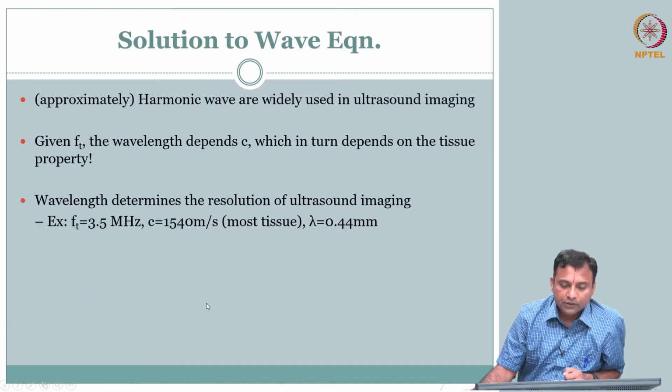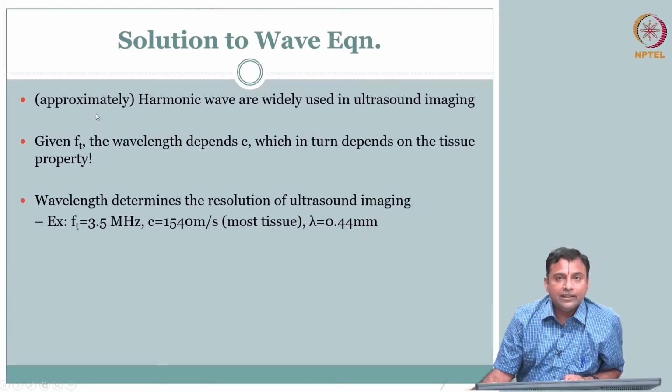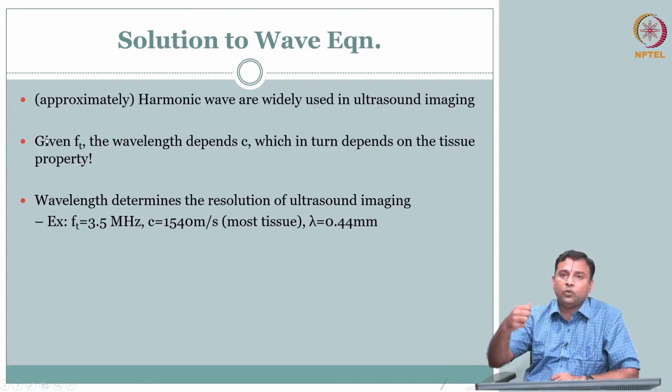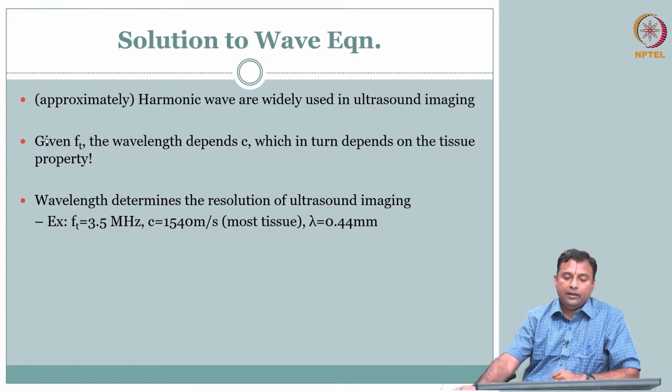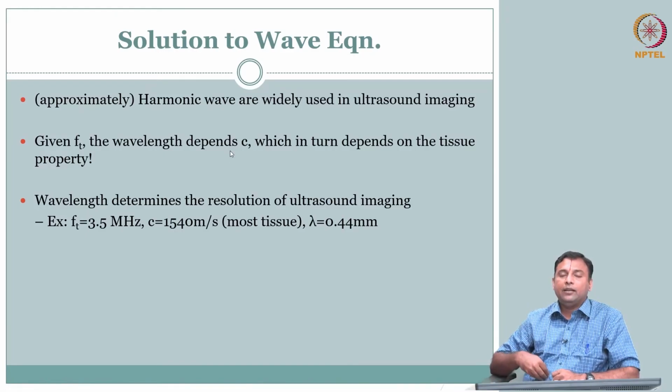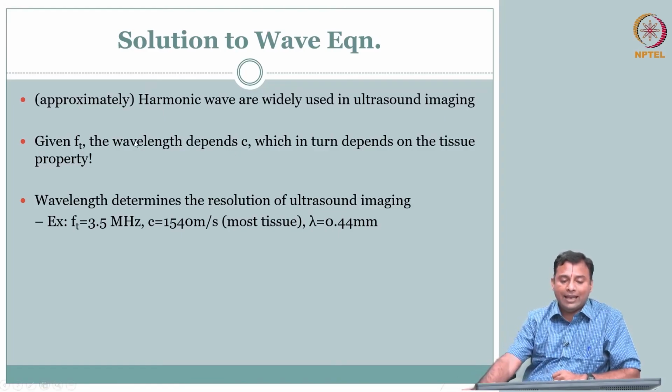So, why are we interested in this solution? These are very widely used in ultrasound imaging. Typically we send 3 or 4 cycles of cosinusoid. Given f, the wavelength depends on c, which in turn depends on the tissue property. This is the key. You can generate sound at any frequency outside and send it inside, but the speed depends on the material property, and that speed also determines lambda.